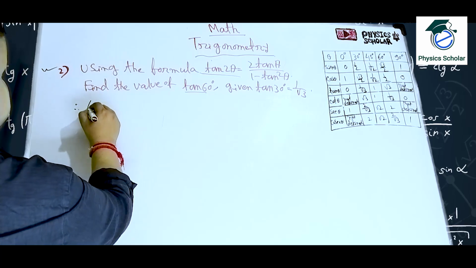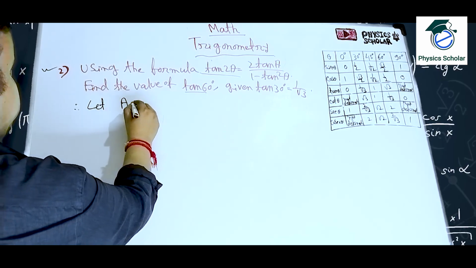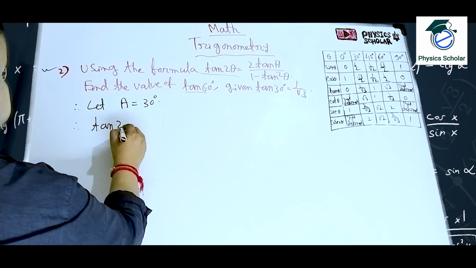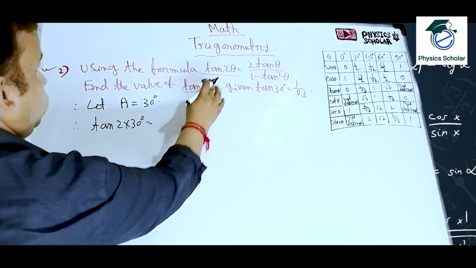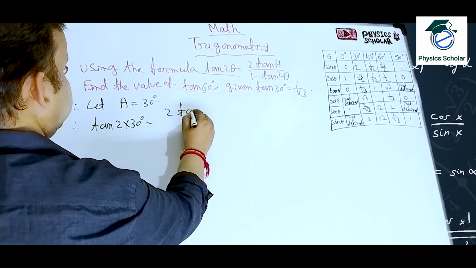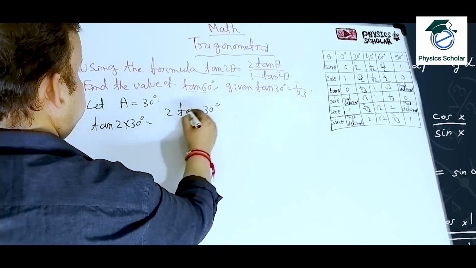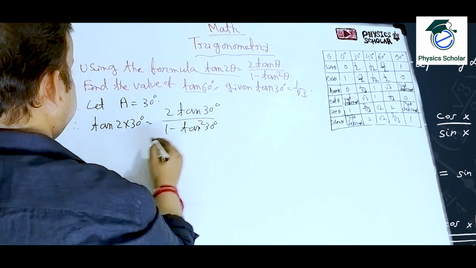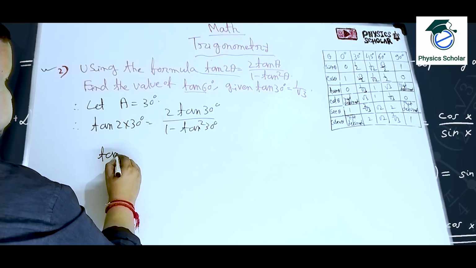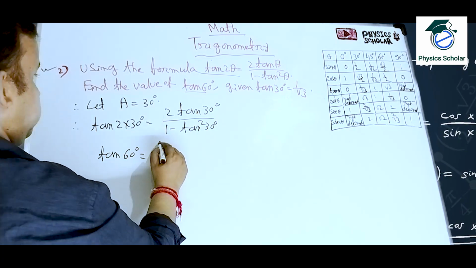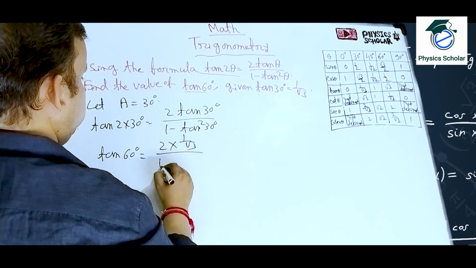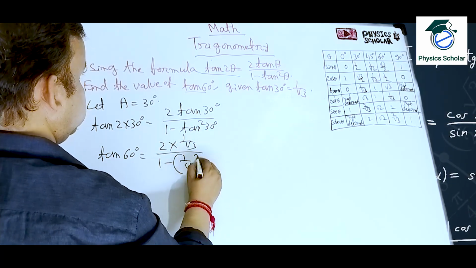Okay. So let A is equal to 30 degree. So that means tan 2 into 30 degree, tan 2A. Clear? So 2 tan 30 degree divided by 1 minus tan square 30 degree. So 2 into 30 means tan 60 degree is equal to 2 into tan 30, which is given as 1 by root 3, divided by 1 minus 1 by root 3 square.